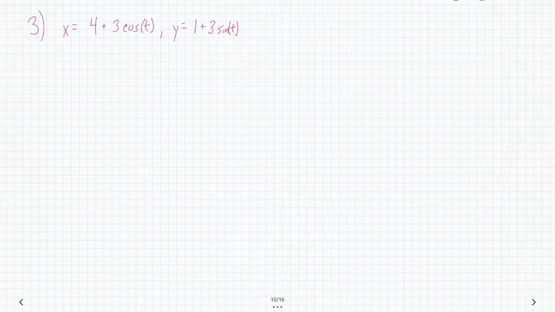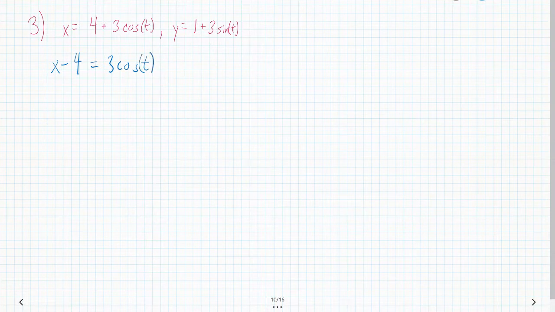Okay, so now this one looks kind of scary, right? Well, it's not so bad as well. If you look, we can do a little finagling, and notice that most of this we have the cosine t. Let's start to move things over. So we have x minus 4 equals 3 cosine t, and then we have y minus 1 equals 3 sine of t. So we're showing how we can work with these parameters, get rid of them.